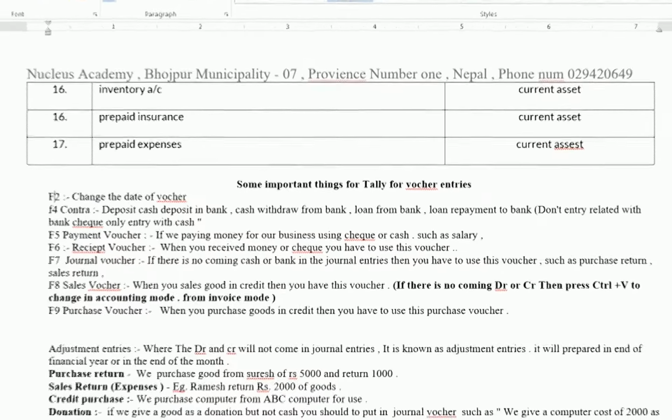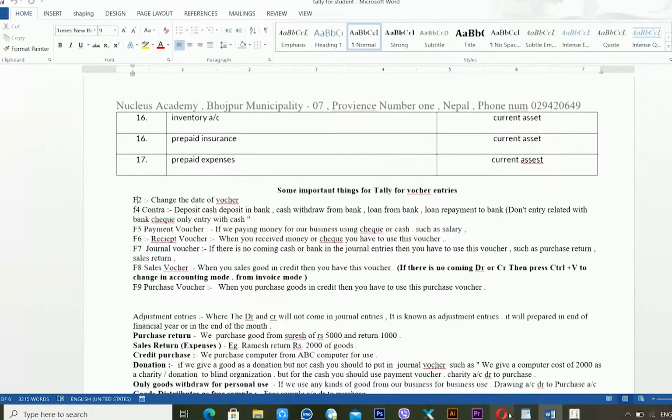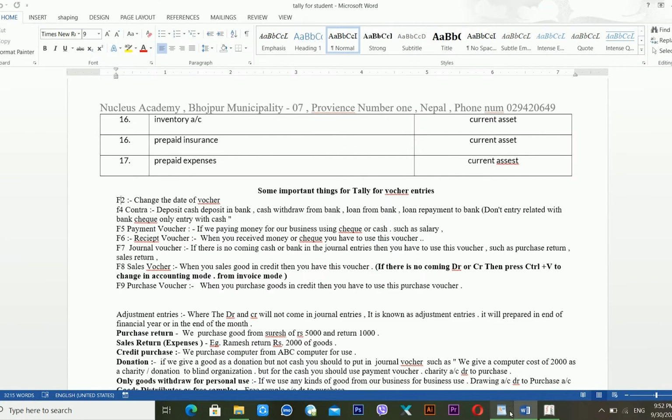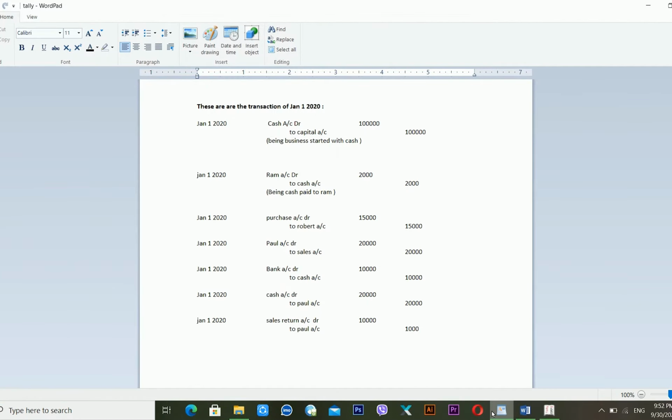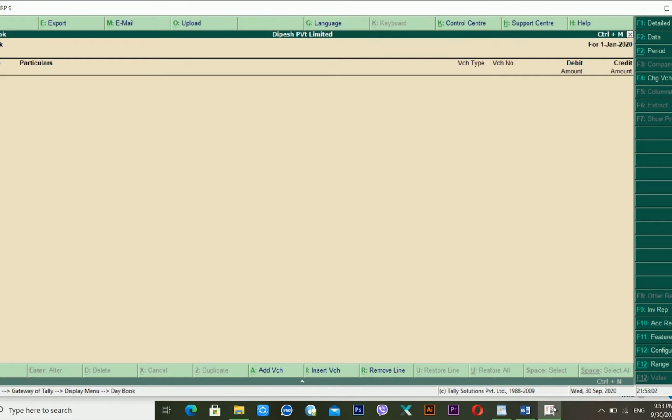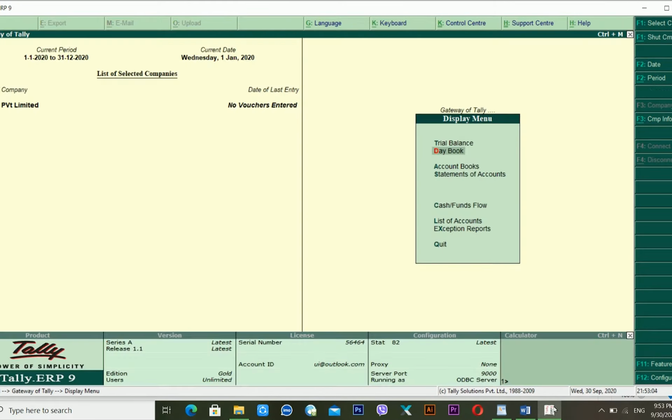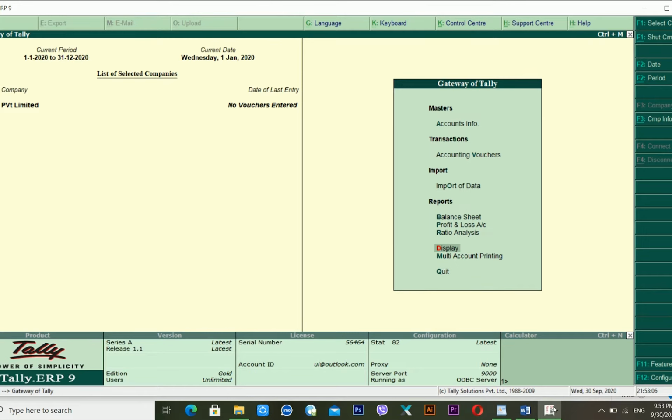So let's move on to the practical. Here are a few transactions available, and I'm just going to enter these. First of all, I'm going to enter the Gateway of Tally. Today we are discussing the accounting vouchers in Tally ERP9.